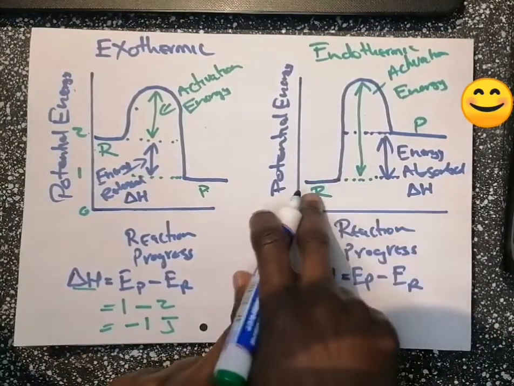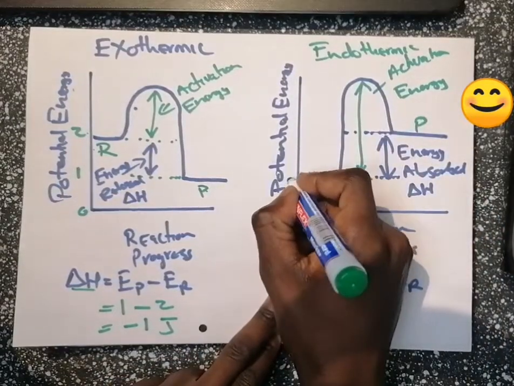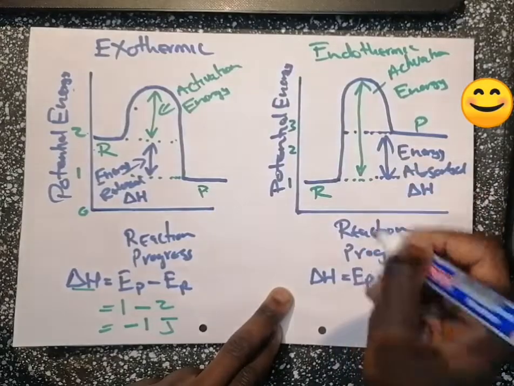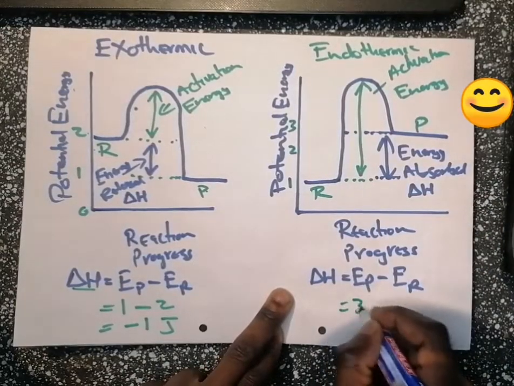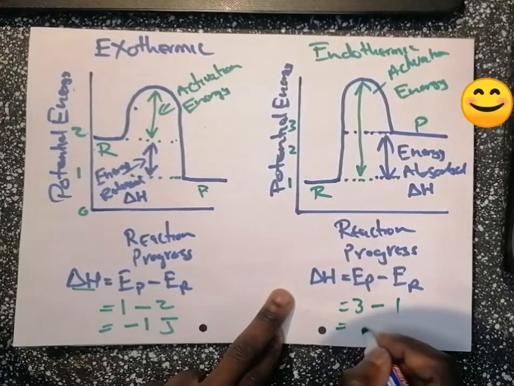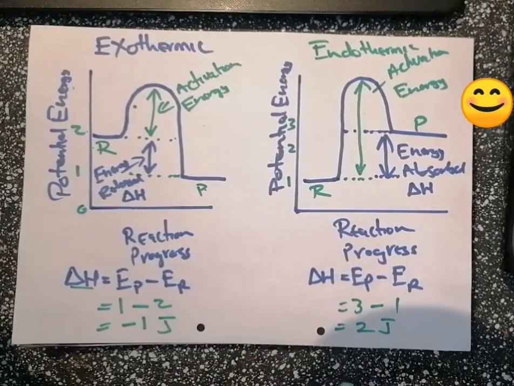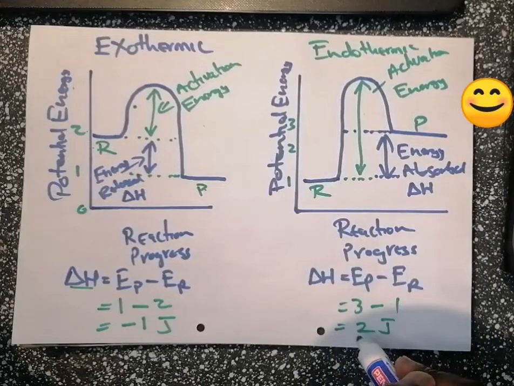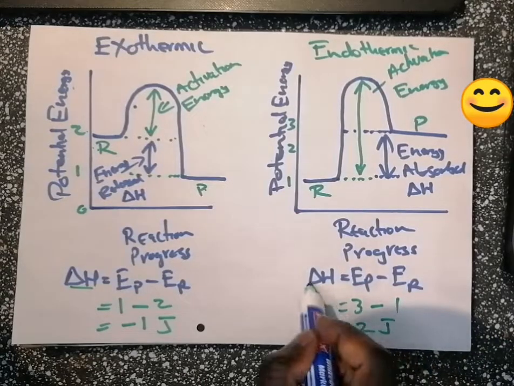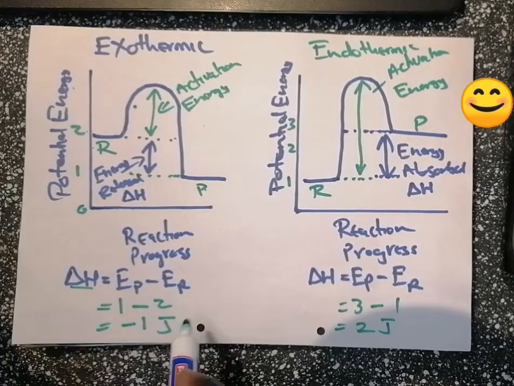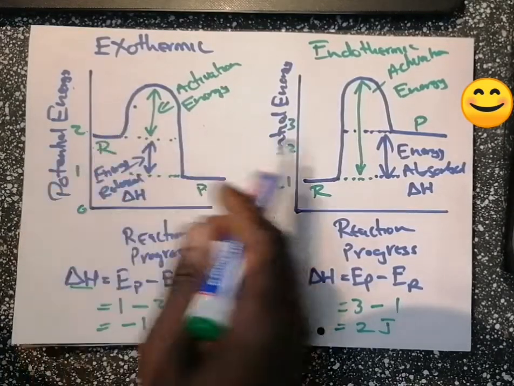Endothermic: energy of reactant is lower than energy of product. If this is 1, this is 2, this is 3. If you look at it, now it's going to be what? 3 minus 1. 3 minus 1 is 2 joules. Now it's a positive 2. Now the energy in endothermic reaction should be positive. Heat of reaction is positive. In exothermic, heat of reaction is negative. Always, don't forget that. These are the graphs you need to know.